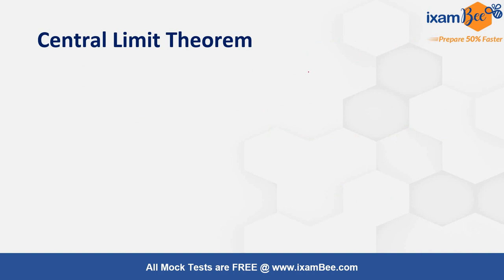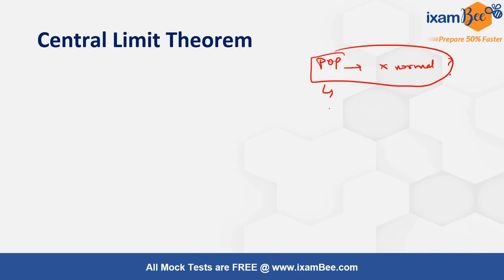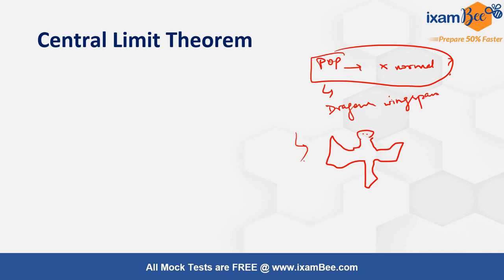But what if the distribution of the population is not normal? Then what happens? So even in that case, for example, let's take the example of dragon wingspan. If you take this distribution of their wingspans, then we know that the distribution of the dragon wingspans is bimodal. That is, it has 2 modes. So it is definitely not normal.